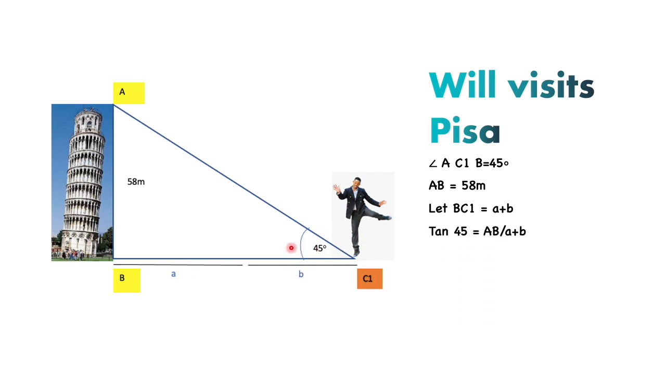Tan 45 equals opposite over adjacent. Opposite is AB and adjacent is A plus B. We know that tan 45 equals 1, and you can actually check this by grabbing your calculator, pressing the tan button, keying in 45, pressing equals, and you'll see that that is equal to 1. So from that, we now know that 1 equals AB divided by A plus B. We know that AB is 58 meters, so 1 equals 58 divided by A plus B. And we know that a number divided by itself equals 1, so A plus B must be 58.